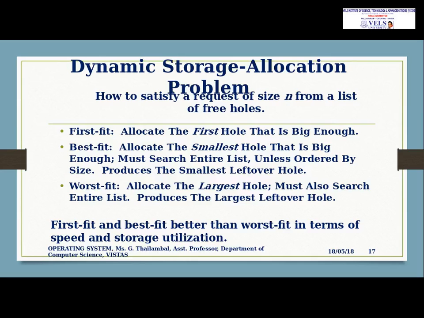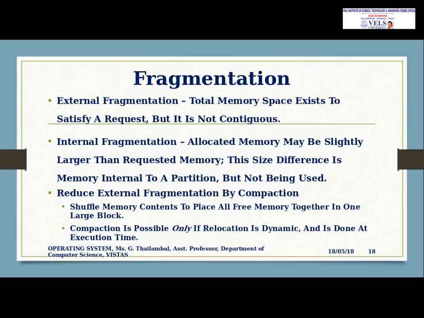That will take time, and for all the processes I cannot get a big enough hole. So that's why worst fit is not okay. It is better to use the first fit and best fit methodology. And when you are allocating processes using first fit or best fit, you will get a problem called fragmentation. What is fragmentation? As I have told you, you have two types of fragmentation: external fragmentation and internal fragmentation.